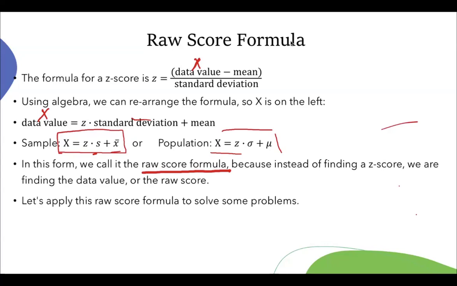So let's apply this raw score formula to solve some problems. We're going to make sure that we remember this formula, or this formula. It works the same way whether or not you're dealing with a population or a sample. It's just the symbols are different.